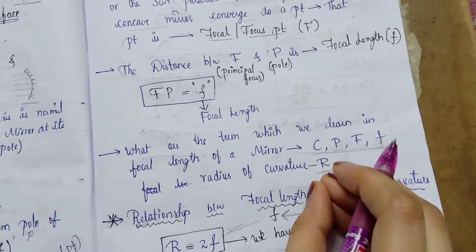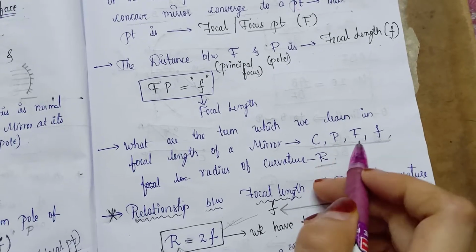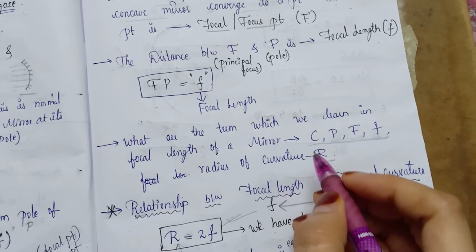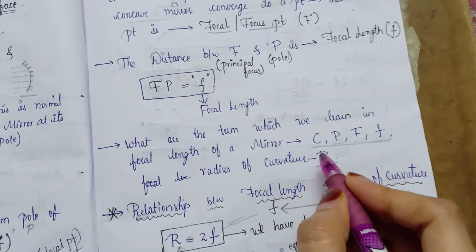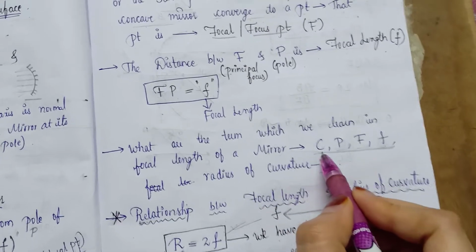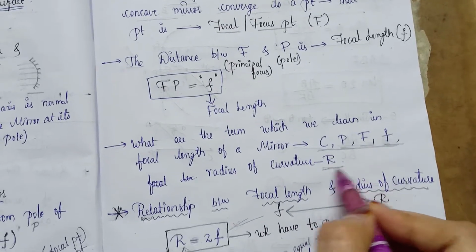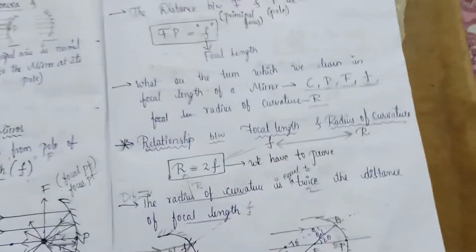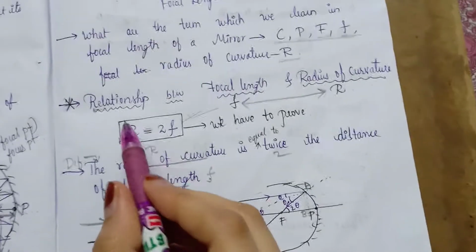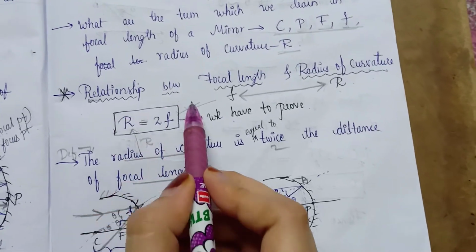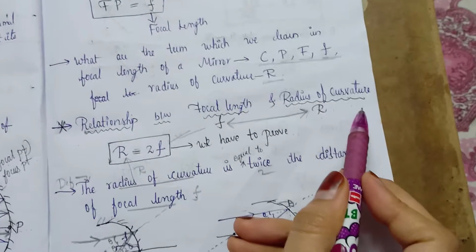By the end of this lesson, you have to remember. So again I am repeating so that you can remember. The terms are the center of curvature, pole, the principal focus, focal length, and the radius of curvature. Okay, come to the next topic, that is the relationship between focal length and the radius of curvature.